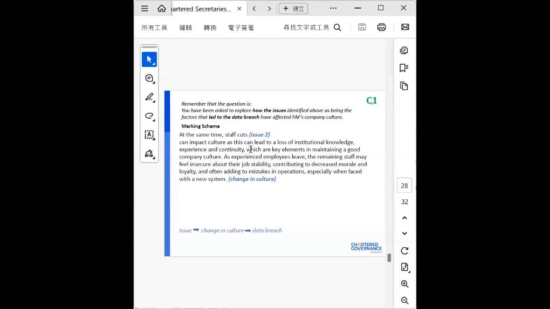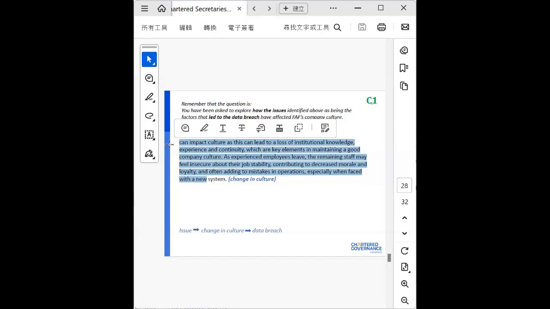So again, you look at this one, cut staff culture, and what's the change in the culture: insecure, job stability, institutional knowledge. And these are the things that are not in the notes, not anywhere. This is something that you need to apply, right? So that makes this subject a little bit more difficult because there's no standard answer. It's quite open-ended in that sense.